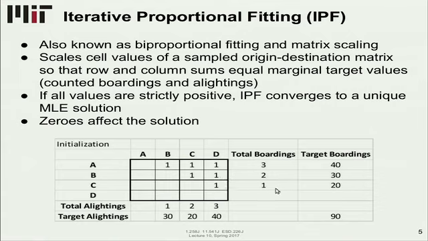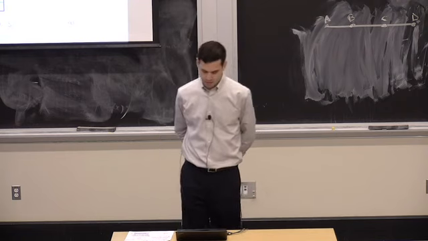So what we want to do is start off by adding up each row and adding up each column. So we have total alightings and total boardings, and we want them to match the target boardings and target alightings, or the control totals. Questions? What are the control totals again?